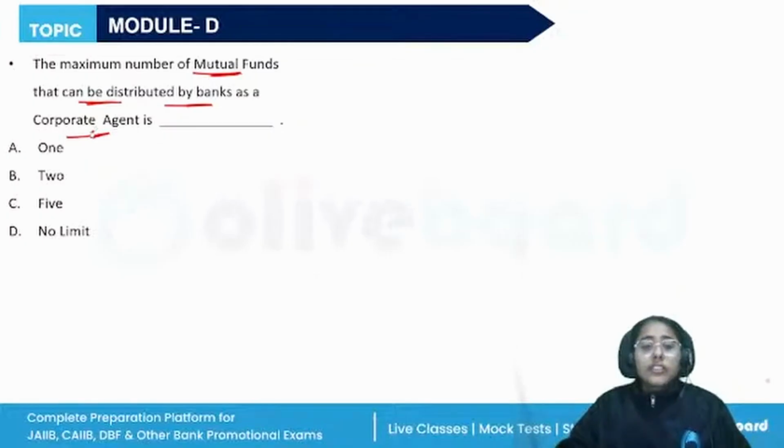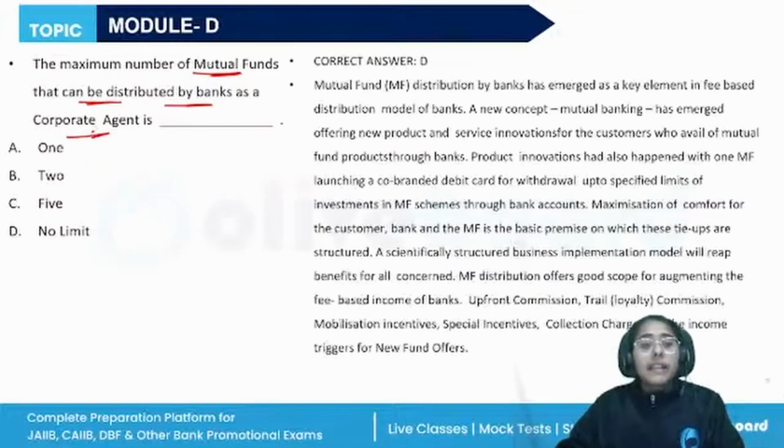All right. So there are equity funds, fixed income funds, money market funds, closed-ended, interval, and so on, hybrid schemes, solution-oriented schemes. So the maximum number of mutual funds that can be distributed by the bank is that there is no limit. There is no limit to this.